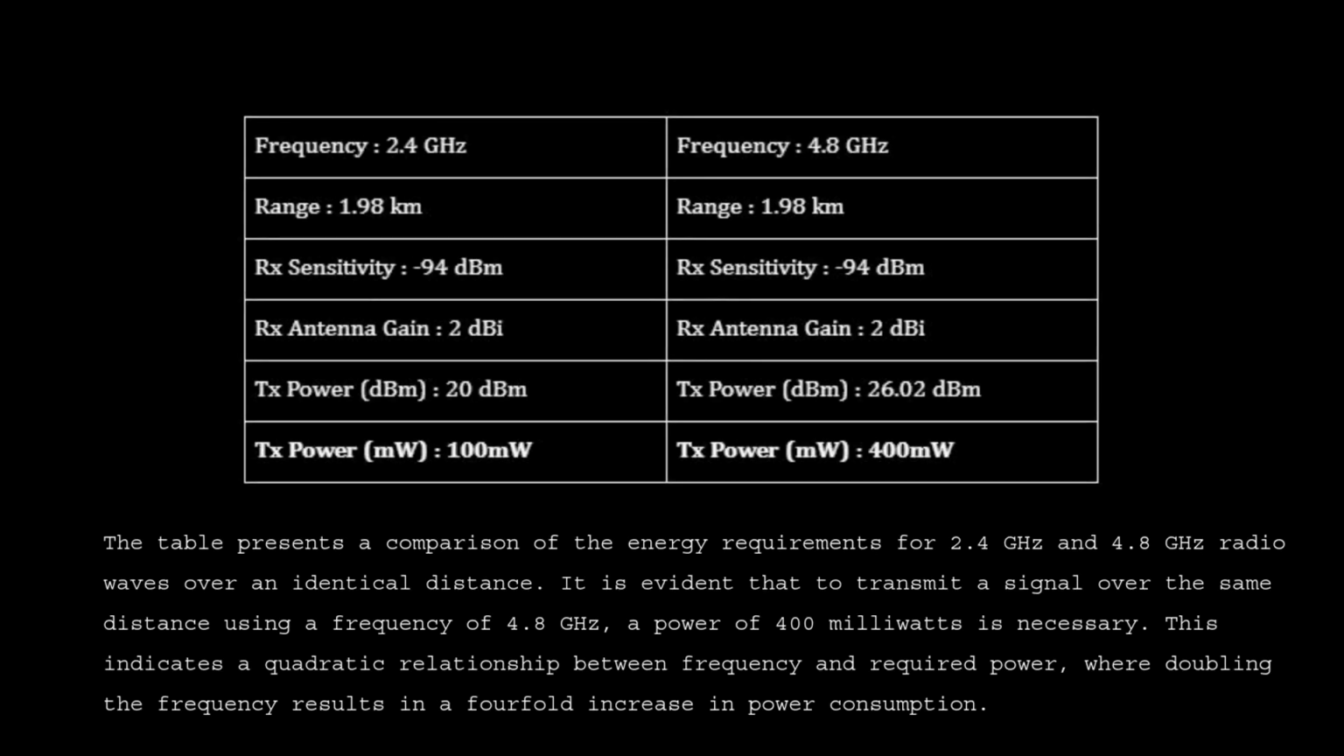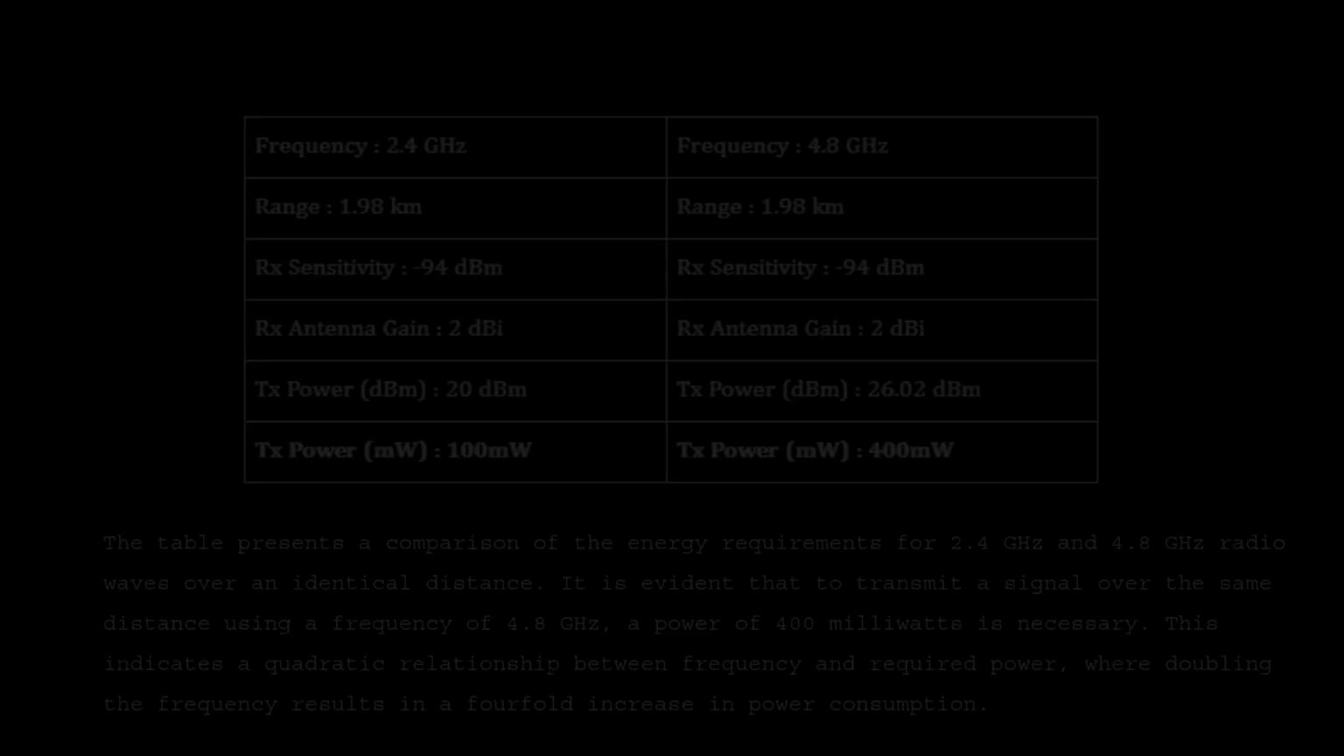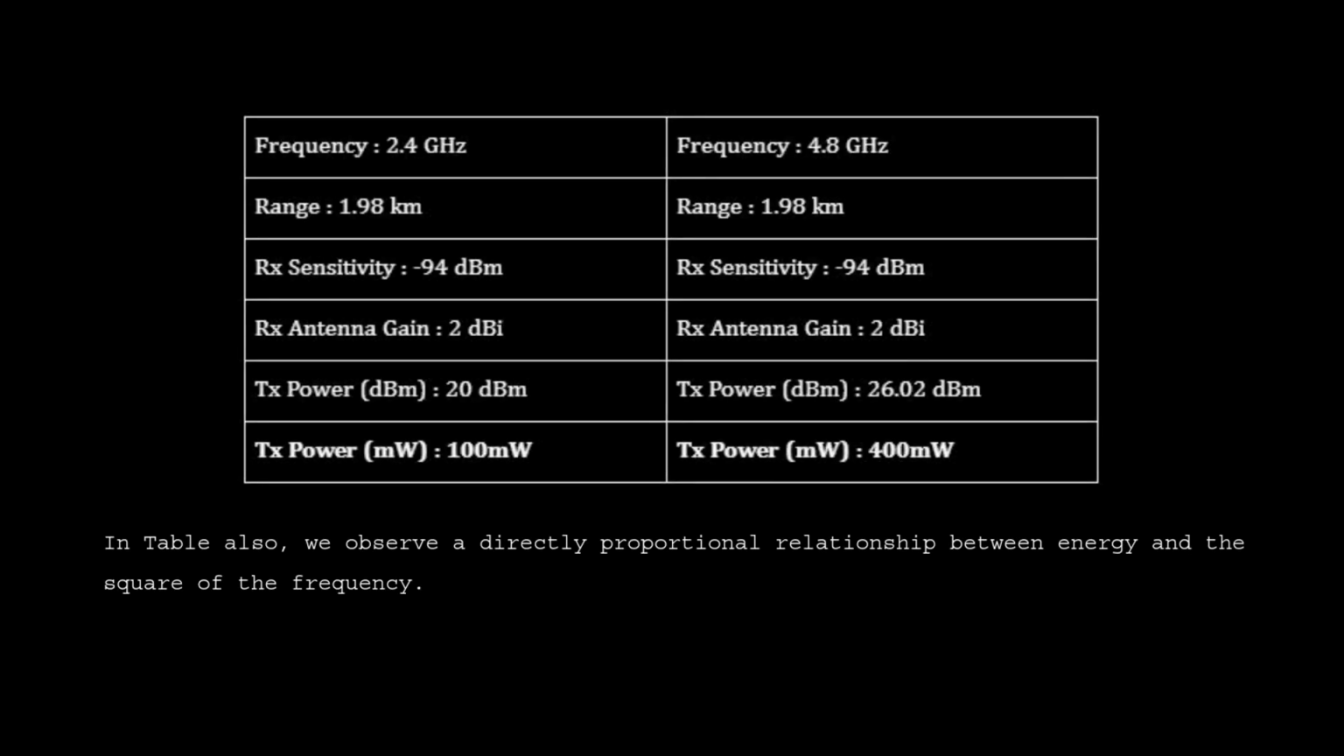The table presents a comparison of the energy requirements for 2.4 GHz and 4.8 GHz radio waves over an identical distance. It is evident that to transmit a signal over the same distance using a frequency of 4.8 GHz, a power of 400 milliwatts is necessary. This indicates a quadratic relationship between frequency and required power, where doubling the frequency results in a fourfold increase in power consumption. In the table also, we observe a directly proportional relationship between energy and the square of the frequency.